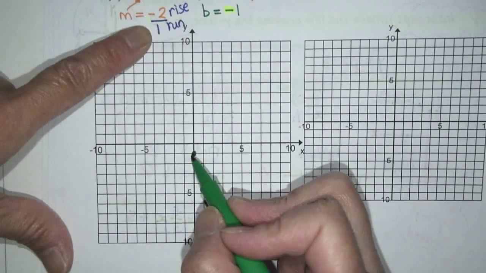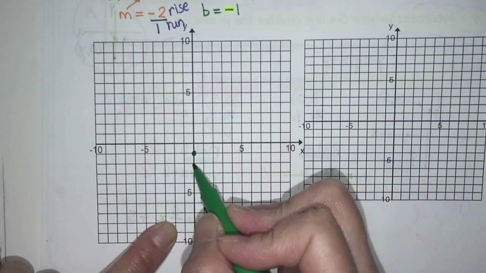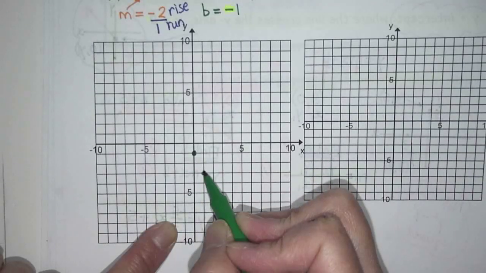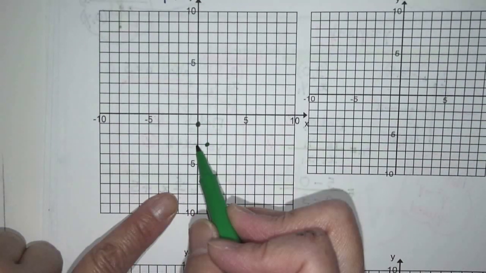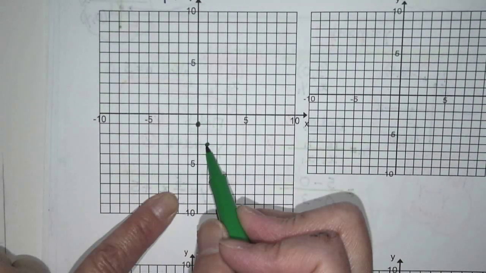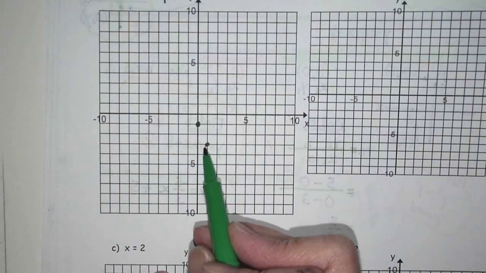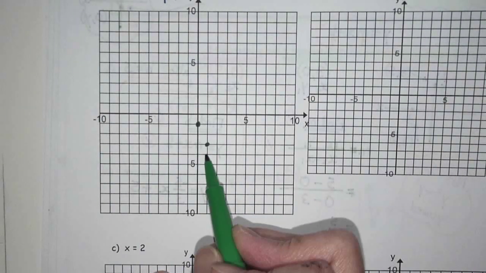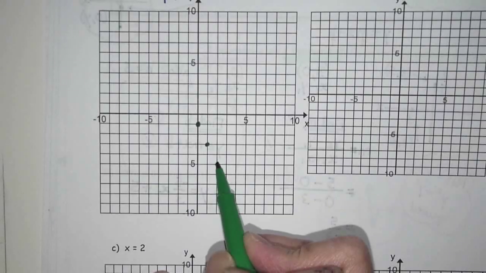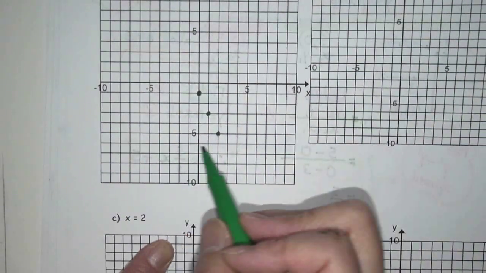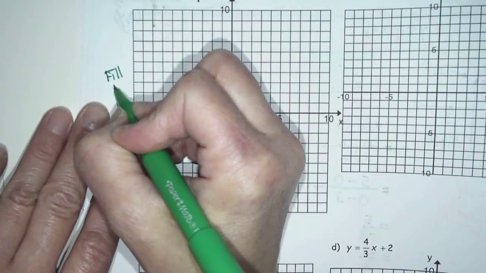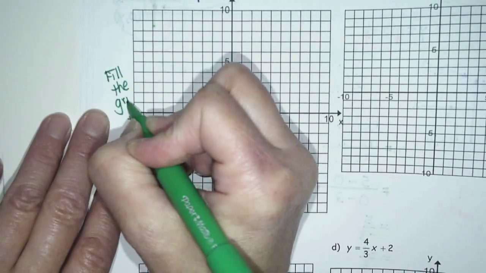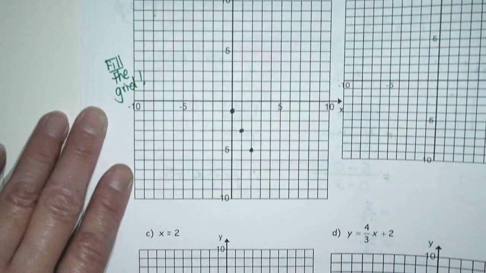From this point, count 2 squares down, right 1. From that point, one more time, 2 squares down, right 1. We're going to do that again from my new point. Two squares down, right 1. Keep going with that pattern. How far do you want to go? You want to fill the graph. Fill the grid as far as possible.